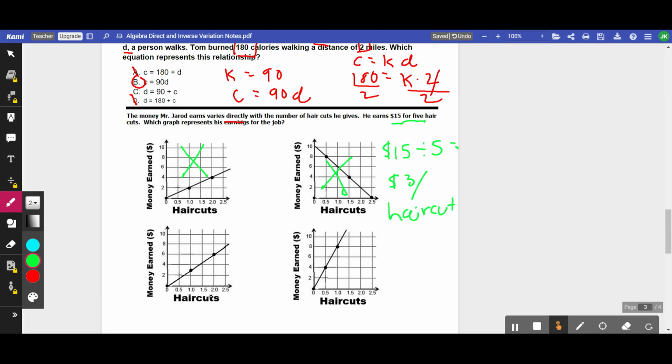For the next one here, 0 haircuts is $0 again, since it starts at the origin. But then one haircut is between 2 and 4. So 2 haircuts would be $6 and so on. So it'll be this one then. And this one's going up too much there. That's too steep.